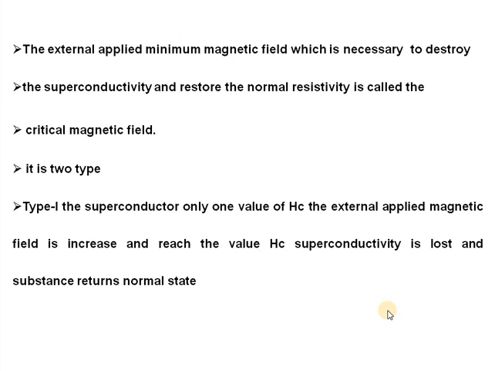The minimum external applied magnetic field which is necessary to destroy the superconductivity, so that normal resistivity is restored, is called the critical magnetic field. It is also of two types. One of the types we see here is the superconductors having only one value of Hc, the critical magnetic field. As the external applied magnetic field is increased and reaches the value of Hc, the superconductivity is lost and the substance returns to a normal state.